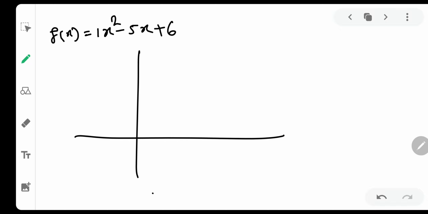Okay, now let us move ahead. Suppose your f(x) is simply x² − 5x + 6. So naturally the leading coefficient, meaning the coefficient of x², is 1, which is positive. It means we already know the graph. How will the graph be? Something like this. Very simple.